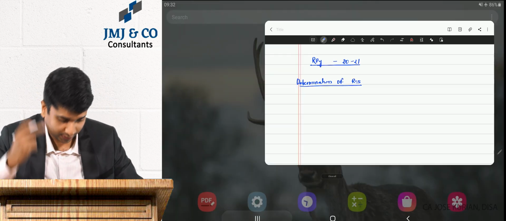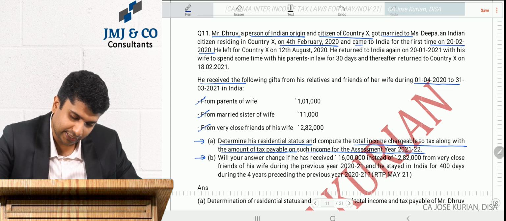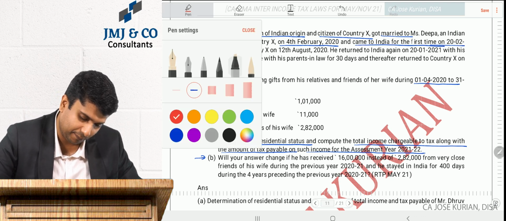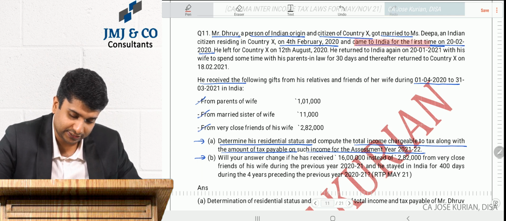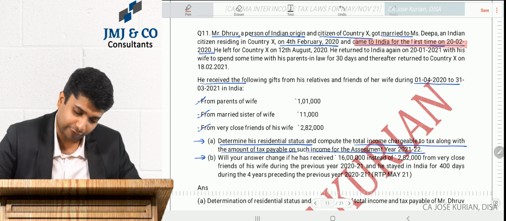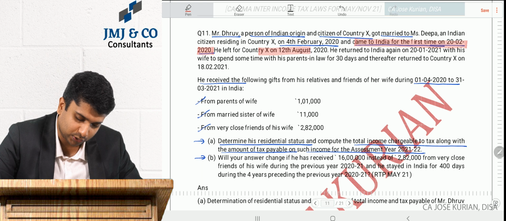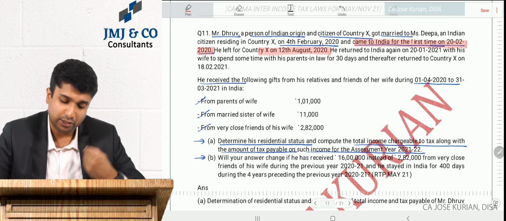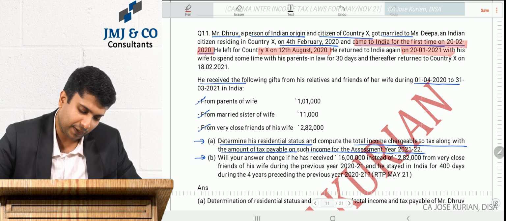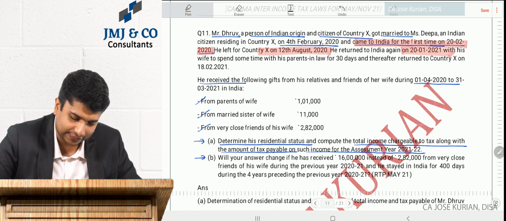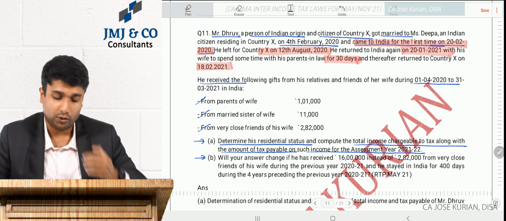So friends, as per the question, it's very clear that he came to India for the first time. So that is the relevant paragraph which we have to focus on. Mr. Dhruv came to India for the first time on 20 February 2020, and he left for country X on 12th August 2020. Then he returned back to India again on 20th January 2021 to spend some time with his parents-in-law for 30 days, and thereafter returned to country X on 18/2/2021. That's the point.